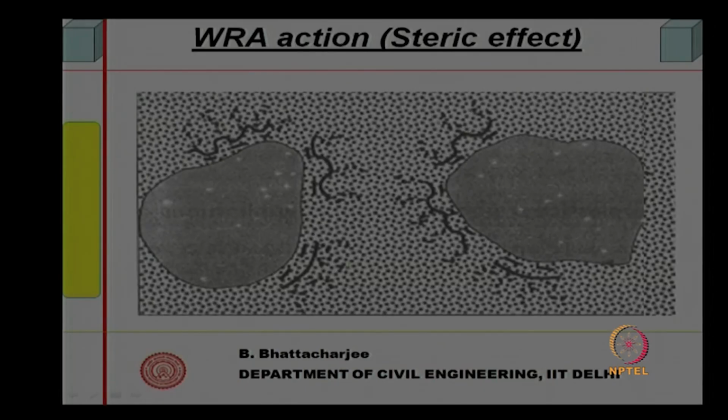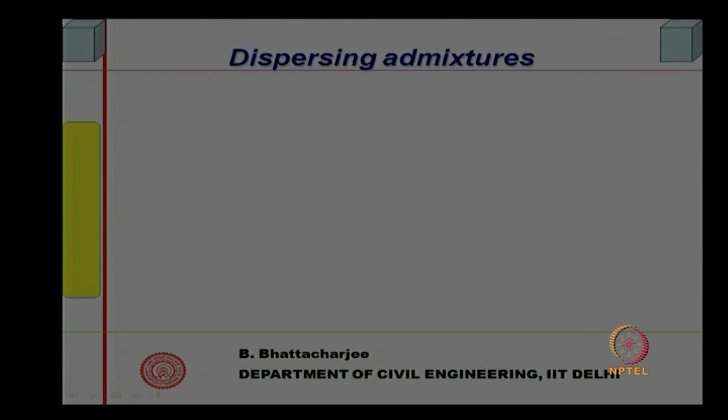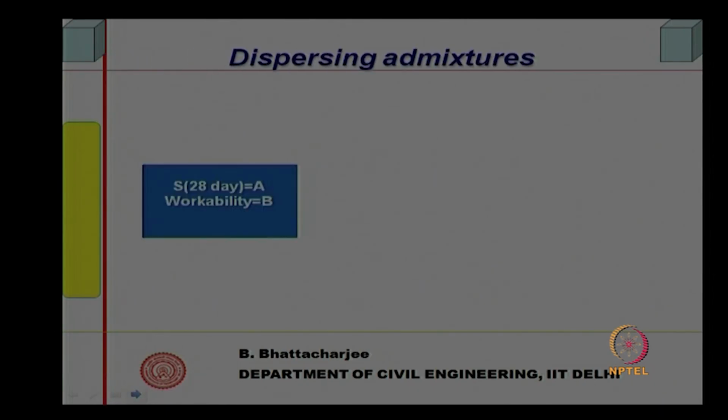So, the steric effect is visual here. For example, you can see the main chain and the branches are here. The main chain, the branches are on this side, and these branches cause pushing apart. So, the steric effect is because of the size. So, this is your cement particle, this is your cement particle, and because of the size they push each other more away from each other, right. So, dispersing admixtures, continuing with that.